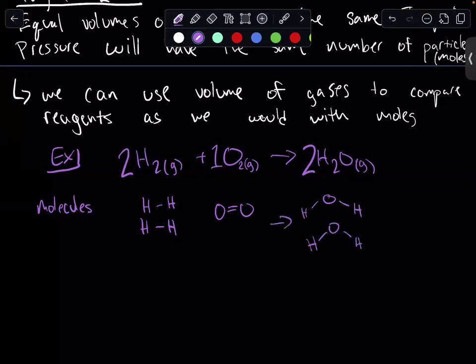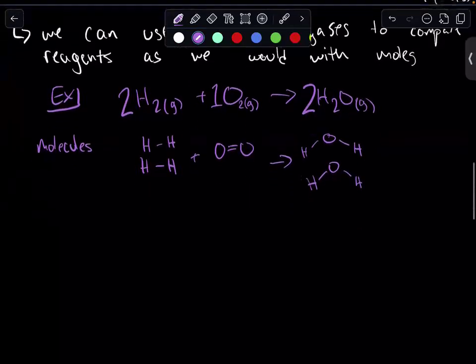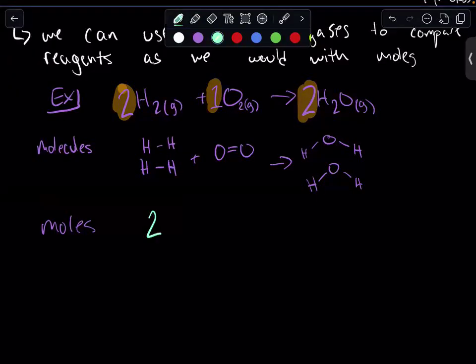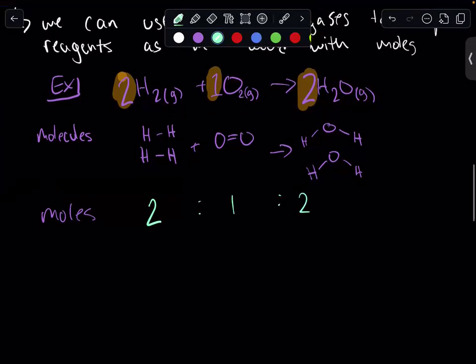This is what this reaction says. We could also talk about moles because these coefficients in front actually refer to the number of moles, not necessarily the number of molecules. In which case, we could have 2 moles to 1 mole, and then it's a ratio, makes 2 moles. But because of Avogadro's law, we can actually look at volume.